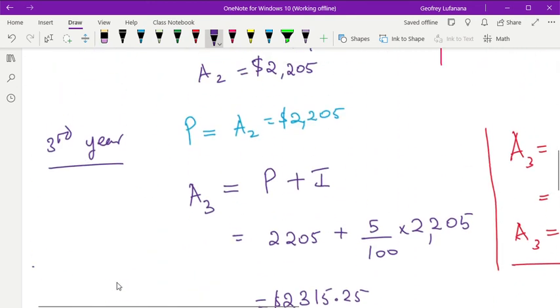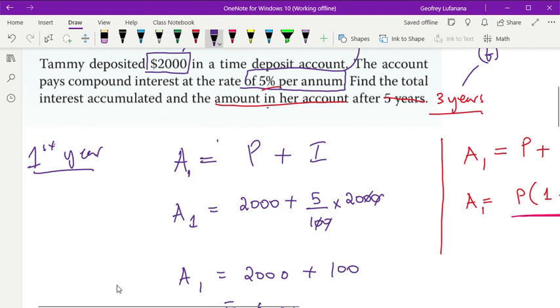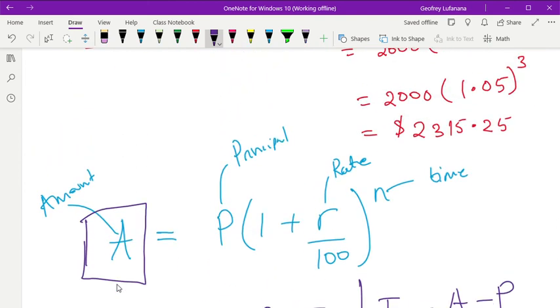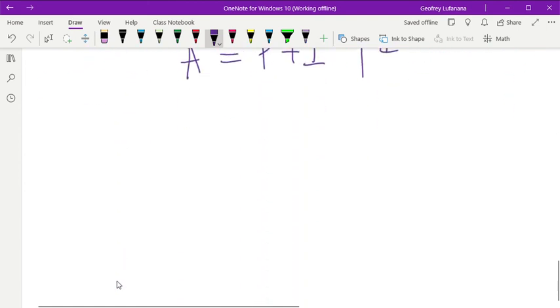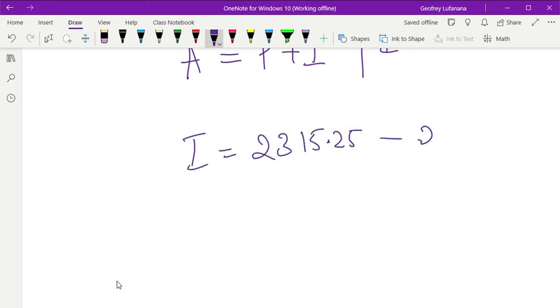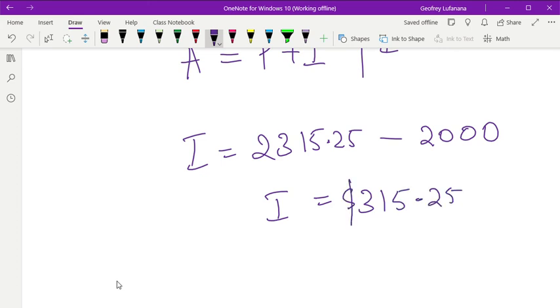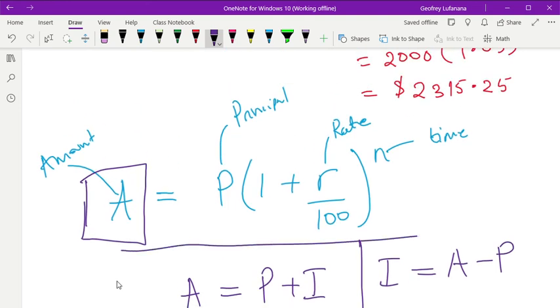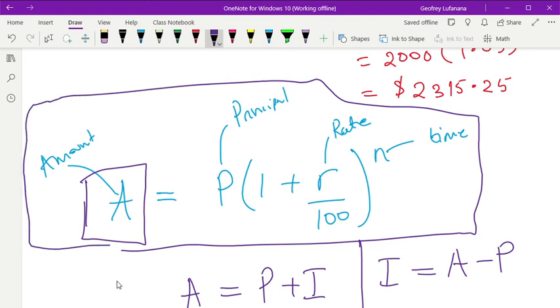For example, our question also required us to calculate the total interest accumulated. So the total interest would be the amount, 2315.25, minus 2000, which was our principal. So the interest becomes 315.25. Now this is the concept of compound interest. This is the formula for calculating compound interest. In the next video, I will work out some examples.